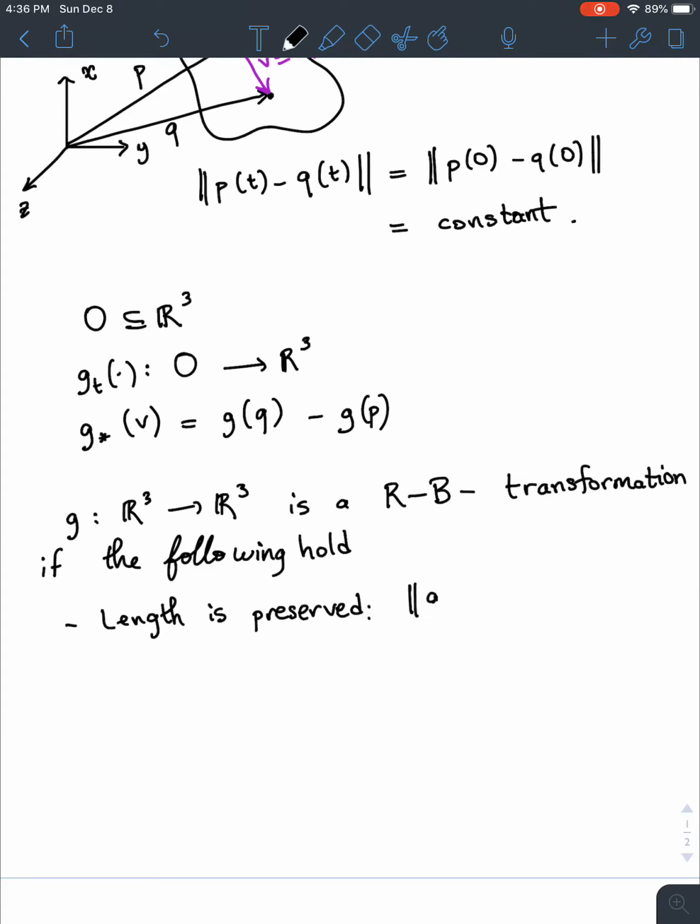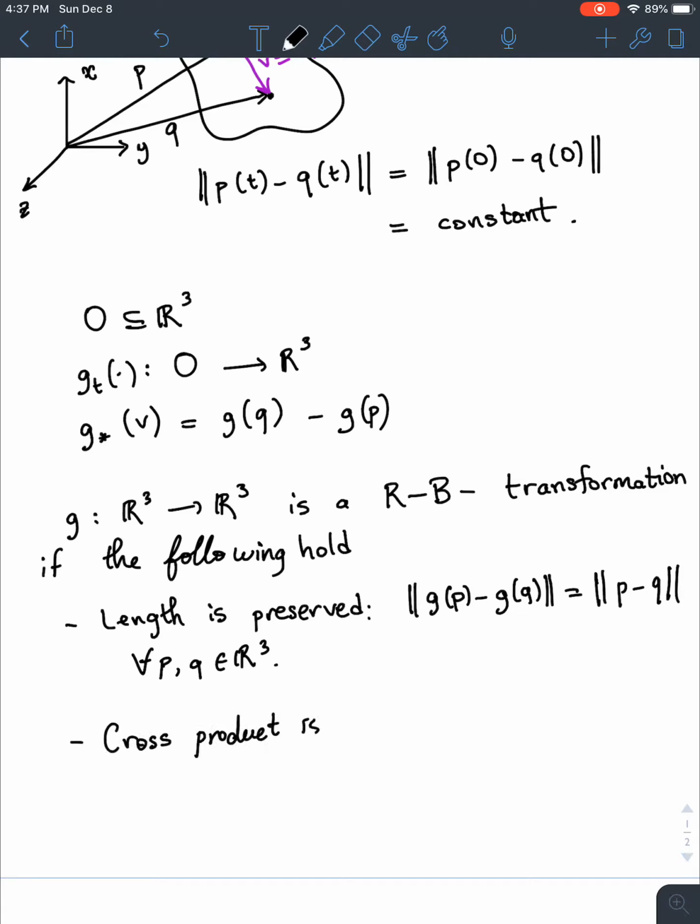In other words, if you take 2 points P and Q, then the norm of the vector g of P minus g of Q is going to be equal to the norm of the vector P minus Q. This is for all P and Q in R3. And the other thing that needs to be satisfied is that cross product is preserved.